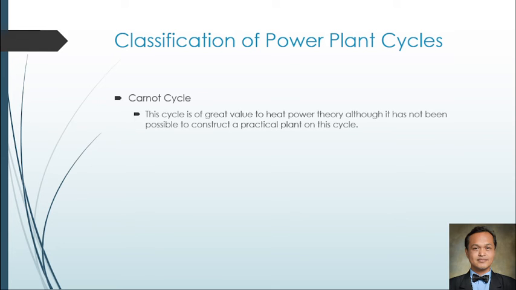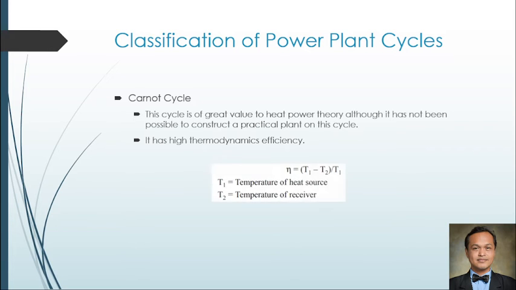A Carnot cycle is an ideal cycle of great value to heat power theory, although it has not been possible to construct a practical plant on this type of cycle. This type of cycle has a high thermodynamic efficiency, wherein the efficiency is equal to T1 minus T2 over T1, where T1 is the heat source temperature and T2 is the temperature of the receiver.